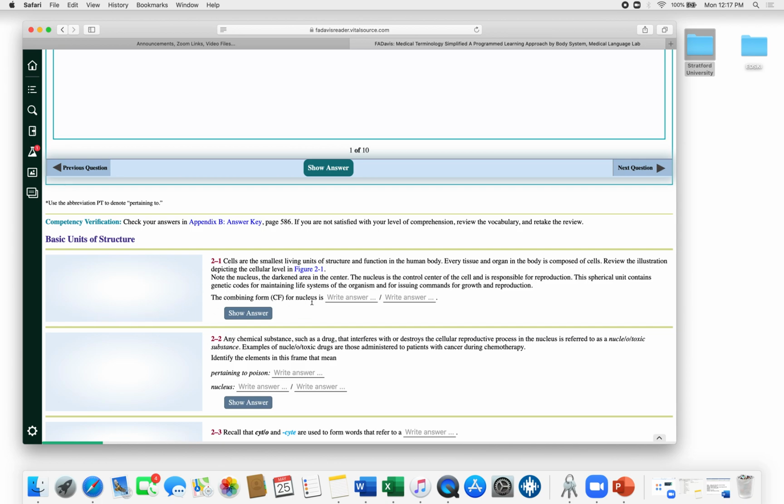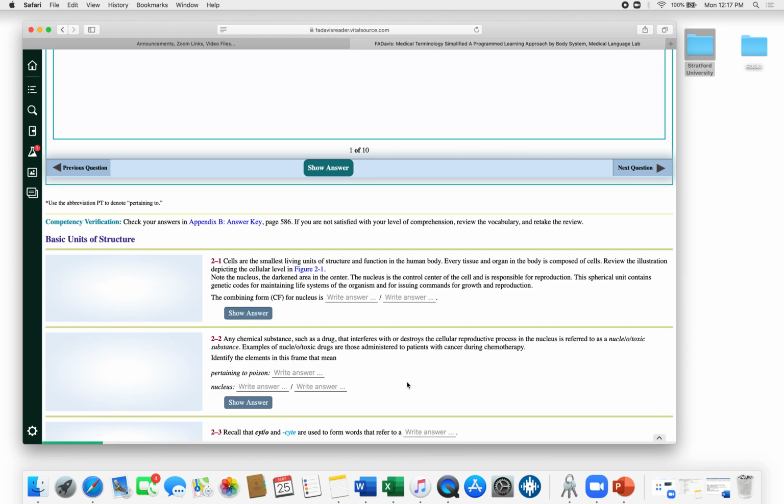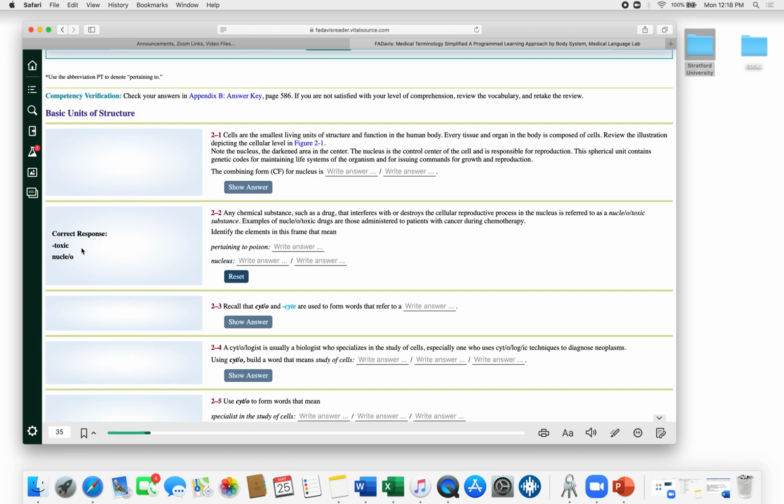The combining form for nucleus, nuclei, and then O, right? Because remember, combining form is your root plus your combining vowel, and then you ask yourself, hey, am I right? Show answer, or I click on this box, nuclei, reset. Something pertaining to poison would be poisonous, so I could click on it, or toxic, right? Toxic. So if something was hepatotoxic, let's look at that word.